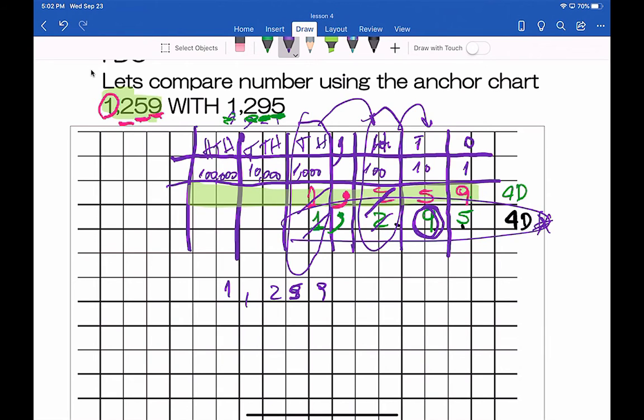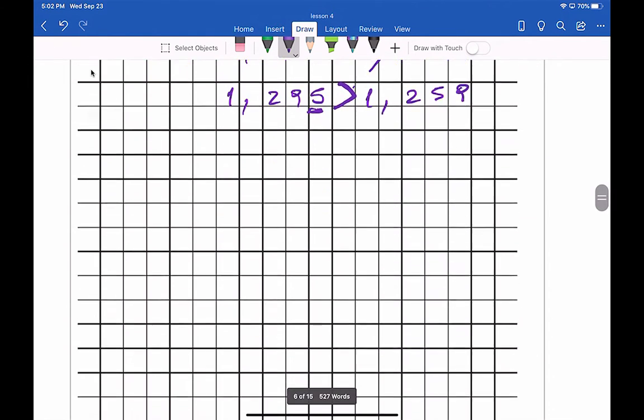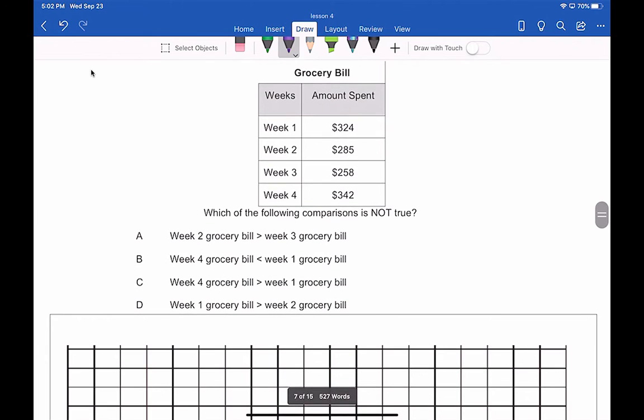And since it's the smallest, we need to put the smallest, lower than. If we write the first number as the biggest number, then we write the greater than. And then we put the other number we compare. That is how we compare numbers. We do exactly the same exercise with this. Basically, it's how it's working.